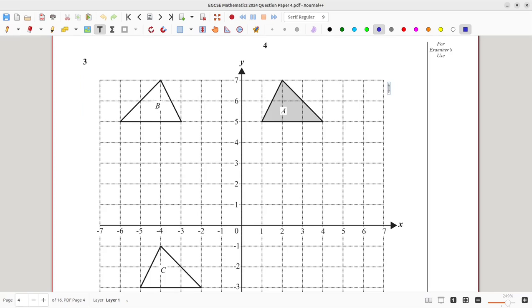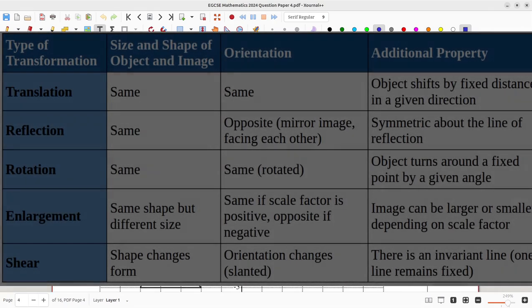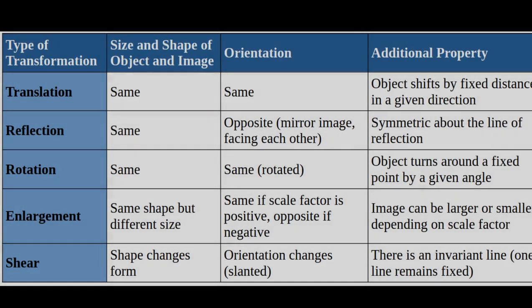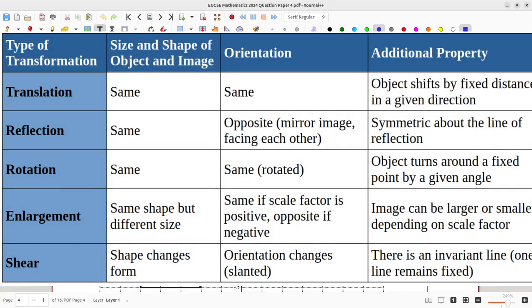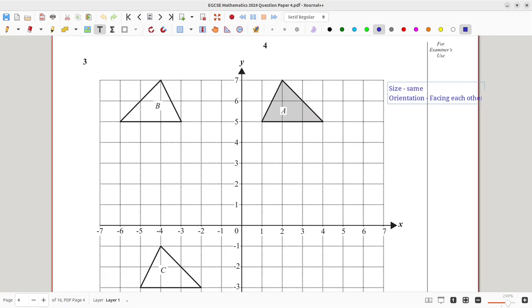The first thing to check is the size. What happened to the size of the image and the object? In this case, it's the same. What happened to the orientation? Orientation and facing, in our case, they are just facing each other. And once that happens, you know it's definitely a reflection.